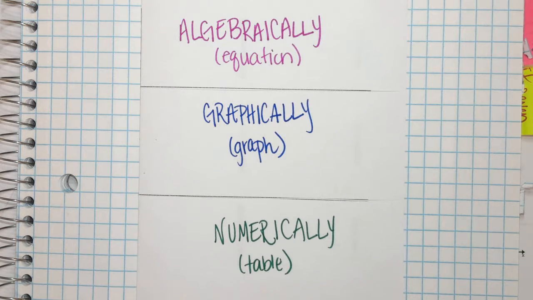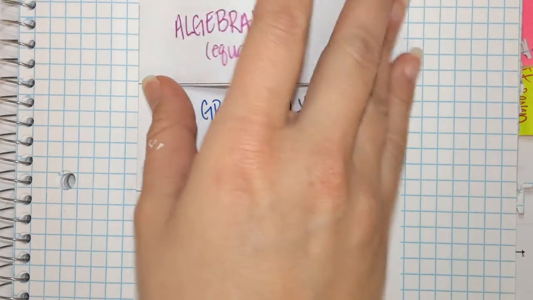Okay, so we're going to look at it three different ways: algebraically, graphically, and numerically. That way we are super familiar with exponential functions. Get very excited. All right, open the flappy for algebraically.